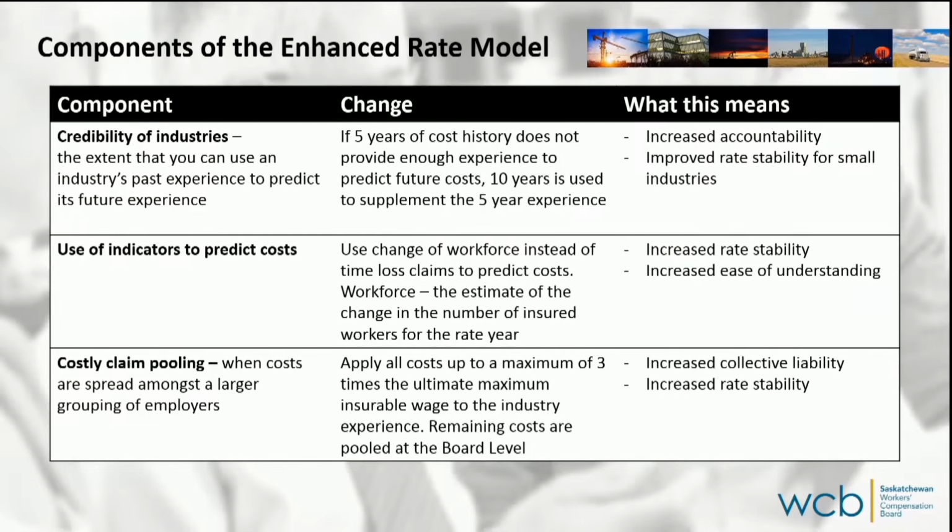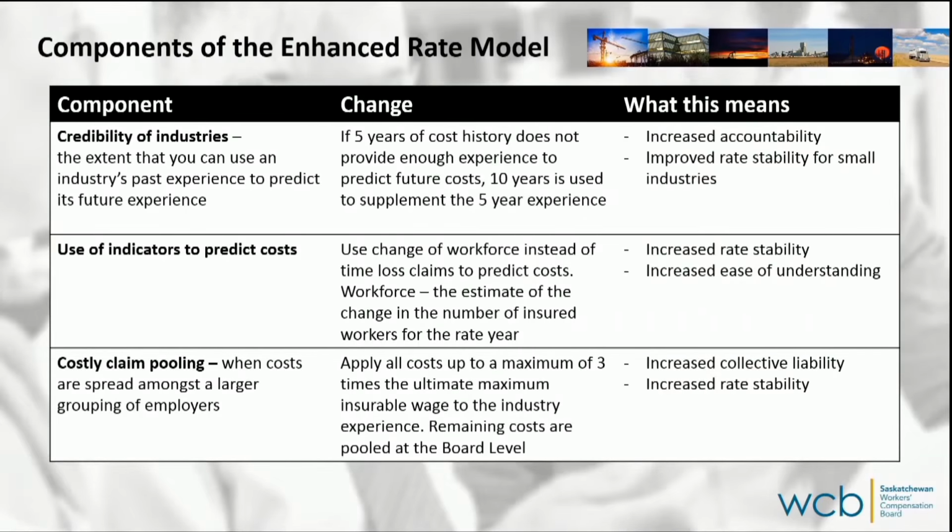So the change we made there was that we will use something called the evolution of workforce, not the number of time loss claims, to determine future claims costs. The evolution of workforce considers the change in the number of workers in that rate year to estimate future costs. So if the number of workers is going up, we would expect costs to go up. If the number of workers is going down, we'd expect costs to go down. So what does this mean? It increases rate stability and increases the ease of understanding why we're expecting your costs to go up or down.